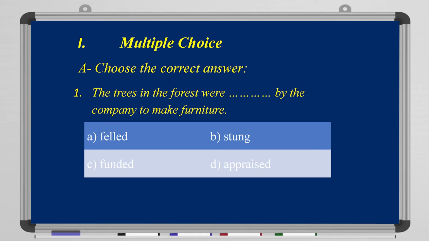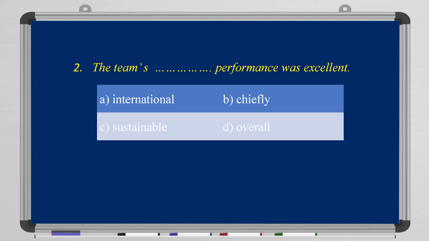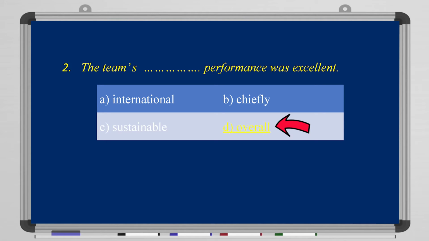The trees in the forest were blank by the company to make furniture. So when you have trees, they're in the forest, they are felled. Very good, excellent. By the company to make furniture. Let's look at number 2. The team's blank performance was excellent. So the team's performance was excellent. So it's overall performance. Very good.